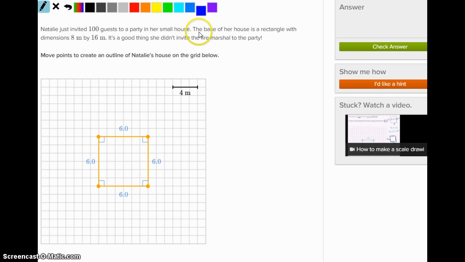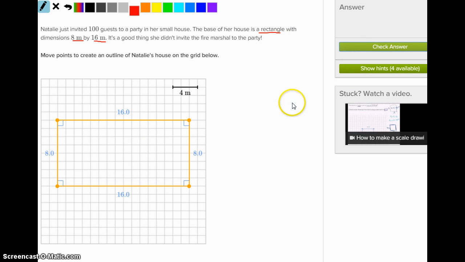The part that I care about is that the base of her house is a rectangle with dimensions 8 meters by 16 meters. That means that either the height or the width will be 8 meters. If the height is 8 meters, then the width is 16 meters. So they're saying one of these dimensions is 8 meters and the other one is 16 meters. So I'll just check my answer here, and it's wrong because of this scale they give me.